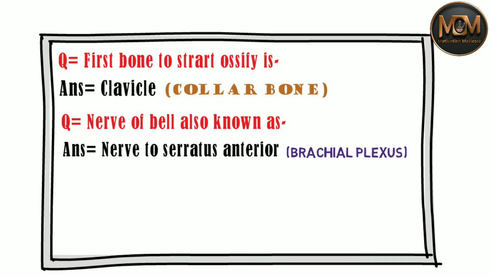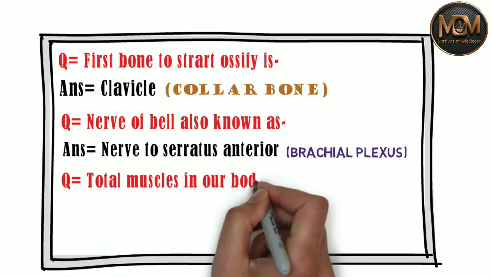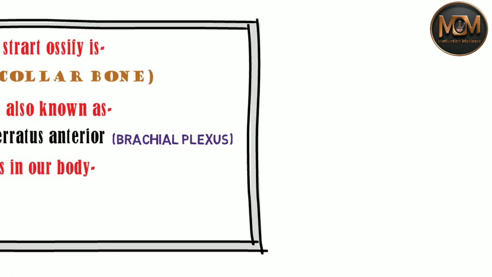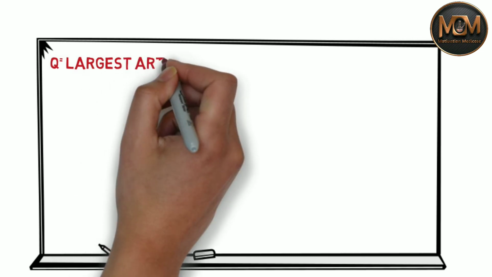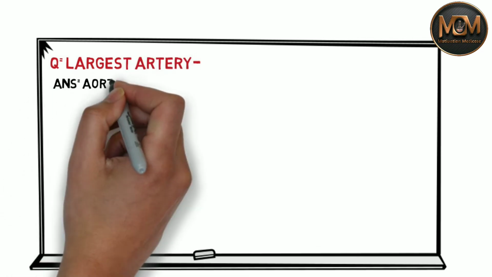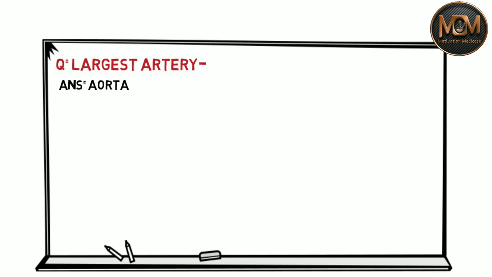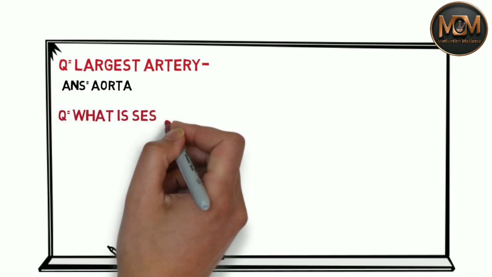Now let's take another question: total muscles in our body. The answer is 639. Now let's take another question: which is the largest artery in our body? The largest artery is the aorta. About the aorta, as you know, it's the main artery that carries blood away from our heart to the rest of our body.